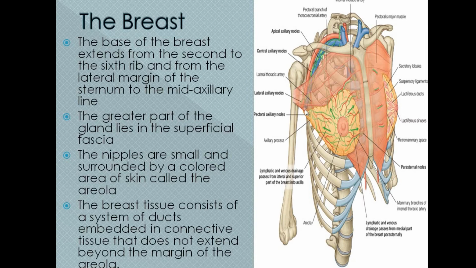A small part of the breast tissue pierces the deep fascia of the anterior chest wall and the pectoral region and lies in the deep fascia; that is called the axillary tail, but we will discuss it later on. The greater part of the breast is in the superficial fascia of the anterior thoracic region.